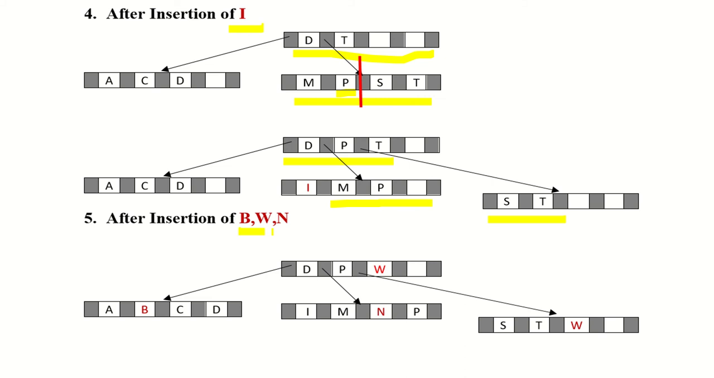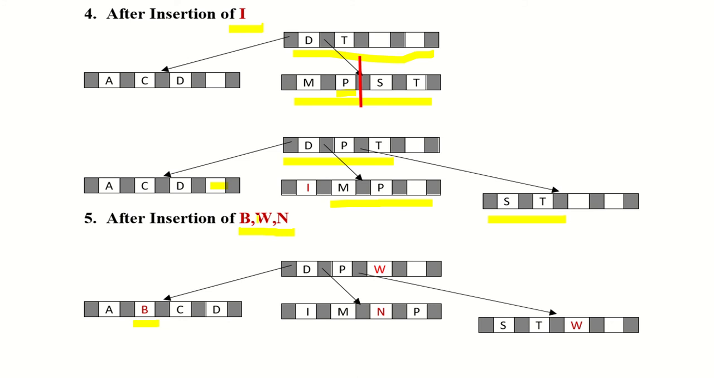Now I'm going to insert B, W and N. For B, it is less than D. So straightaway I'll come here, the space is available here, so I'll insert it in order: A, B, C, D. So B will be inserted here.